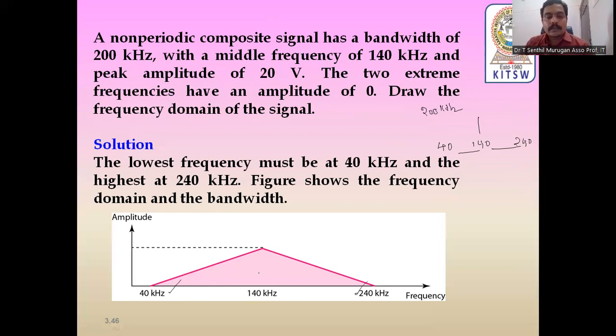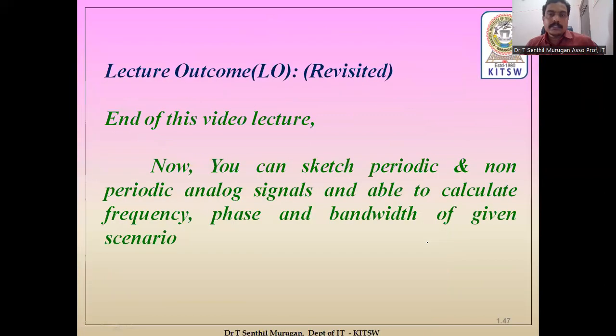Total 200. What are they saying? The extreme edges have 0 amplitude. Okay. So the middle has the highest amplitude, which is 20 volt. So this is the 20 volt. So we can represent the non-periodic composite signal in the frequency domain like this.